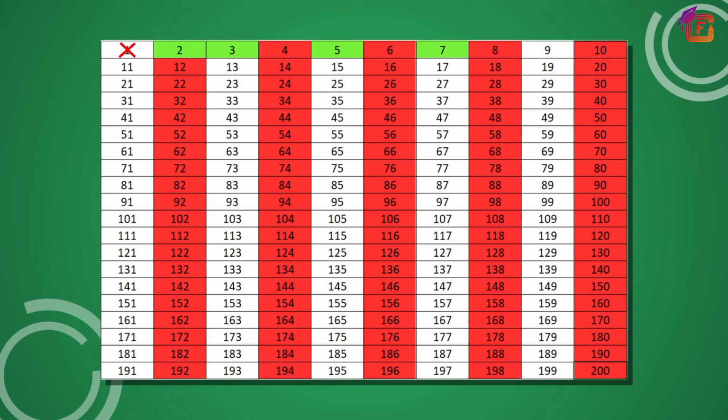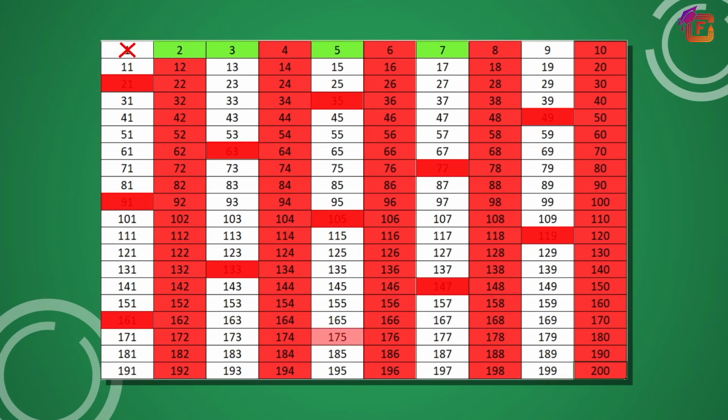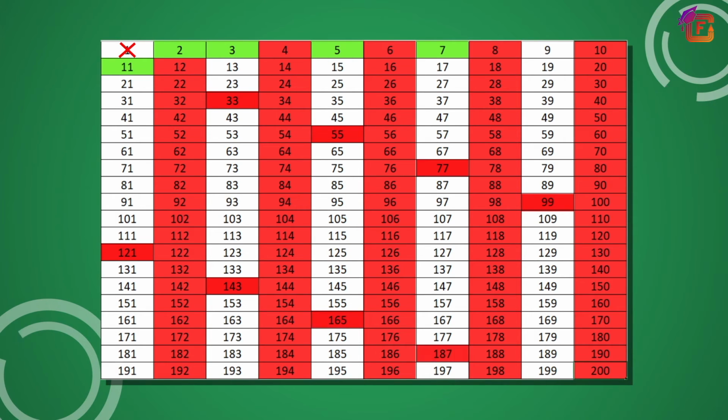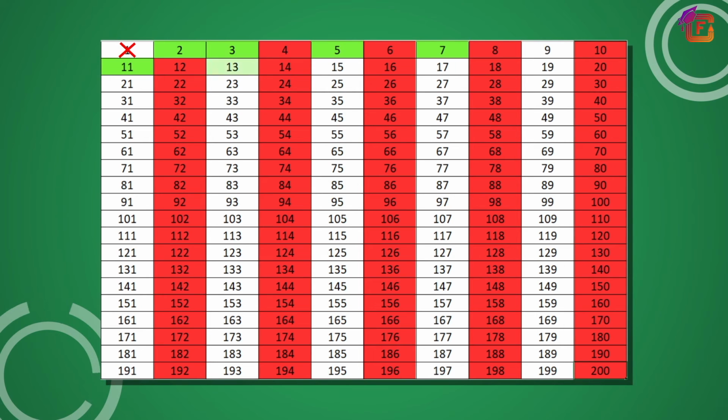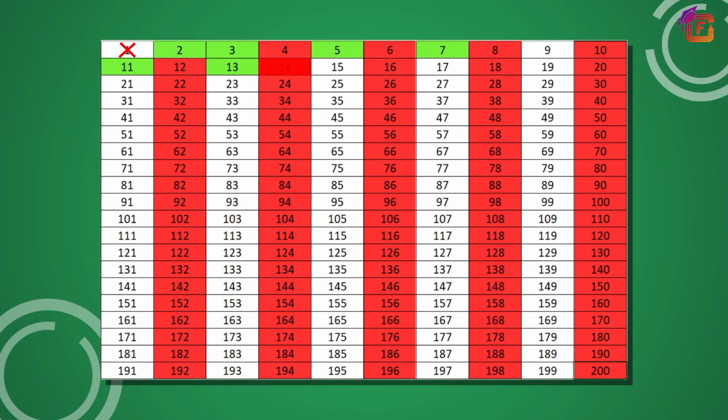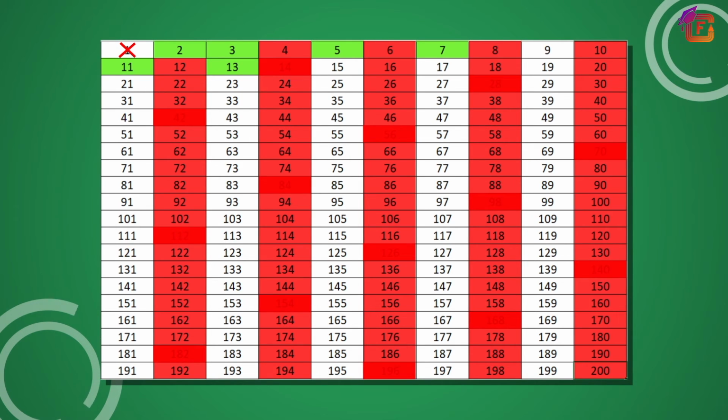The next number left is 7. So we color it as green and color the multiples of 7 as red. Coming forward to the next number, 11, which is a prime number. So mark it with green color and color the multiples of 11 in red. Now let us move forward to the next number, 13, and color the multiples of 13 as red. So 169 is colored. Next, we move to 14, which is already in red color. If we check the multiples of 14 till 200, they are already marked in red color.